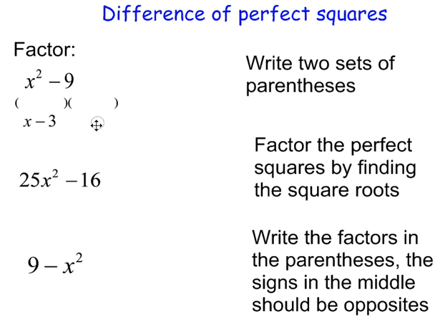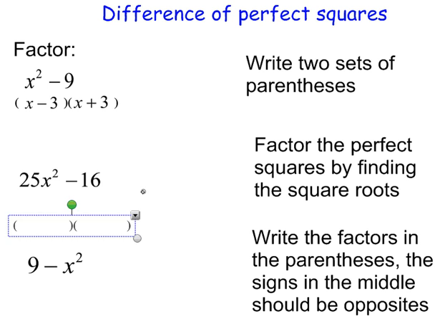Where's my x plus 3? There it is. So that's the answer to the first one. The second one, again, write 2 sets of parentheses. Factor the perfect squares by finding the square roots. So the square root of 25x squared is 5x. The square root of 16 is 4. So you're going to get 5x minus 4 and 5x plus 4.